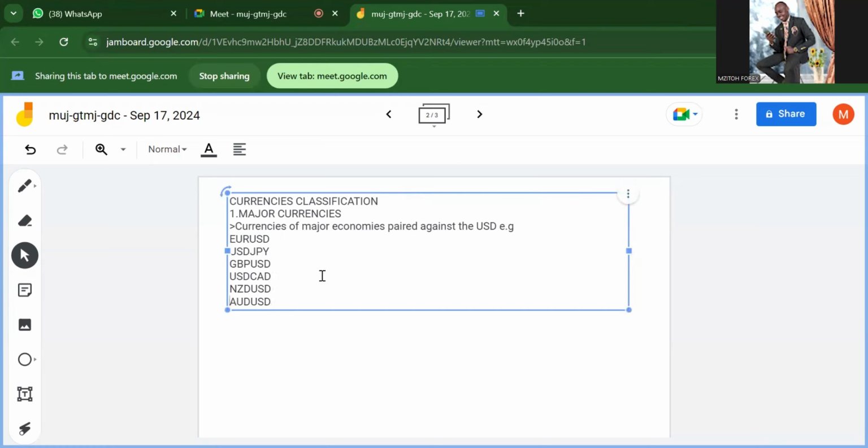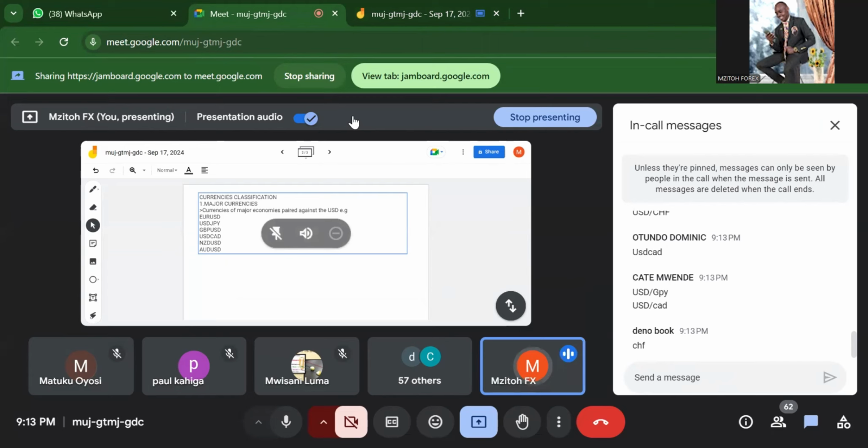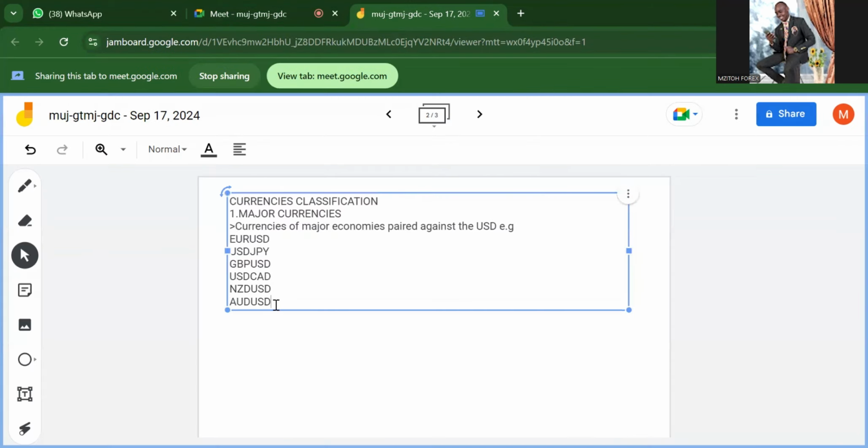Which one have I not mentioned? Let me see on the chart. USD CAD, USD CHF. Yes, I have not mentioned the USD CHF. That is the Swiss franc, the United States dollar paired against the Swiss franc. So these are just examples of major currencies.